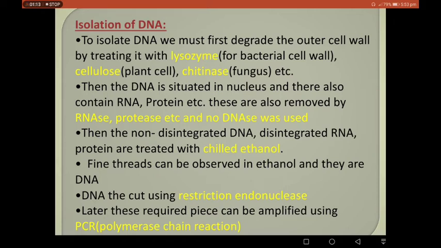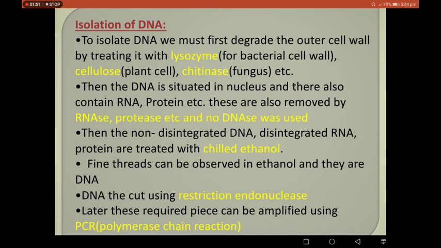That means the outer layer of fungi, plants, and bacteria is made up of cell wall. In the case of animal cells, there is no cell wall. So we must first treat it with various chemicals according to its composition and destroy it. Then the nucleus can be broken down using nucleases, RNases, protease, etc. And DNase cannot be used, because that DNA is required.